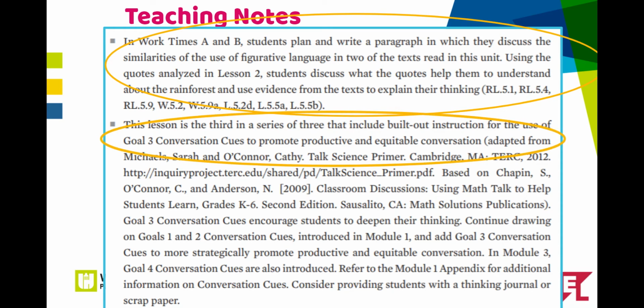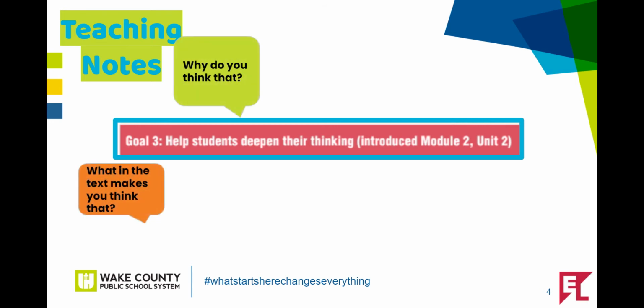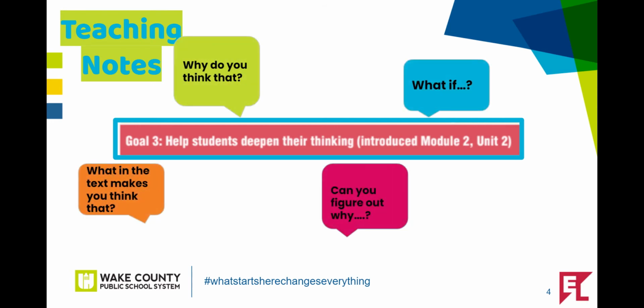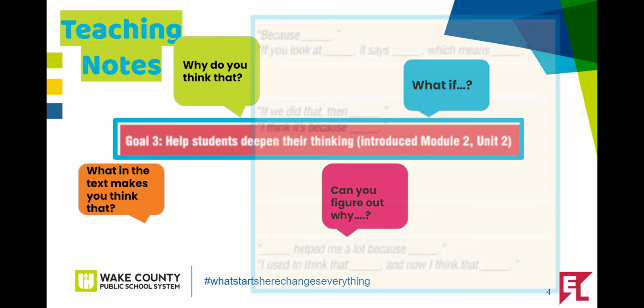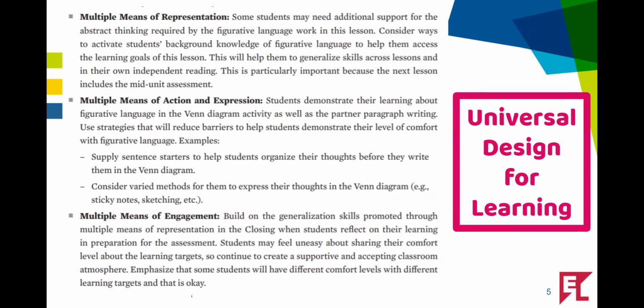This lesson is the third in a series of 3 that include built-out instruction for the use of Goal 3 conversation cues to promote productive and equitable conversation. Goal 3 conversation cues help students deepen their thinking. These are great higher level thinking discussion cues, such as, why do you think that? What in the text makes you think that? What if? And can you figure out why? Also, consider posting sentence frames to aid students in answering these types of questions and having higher level discussions.